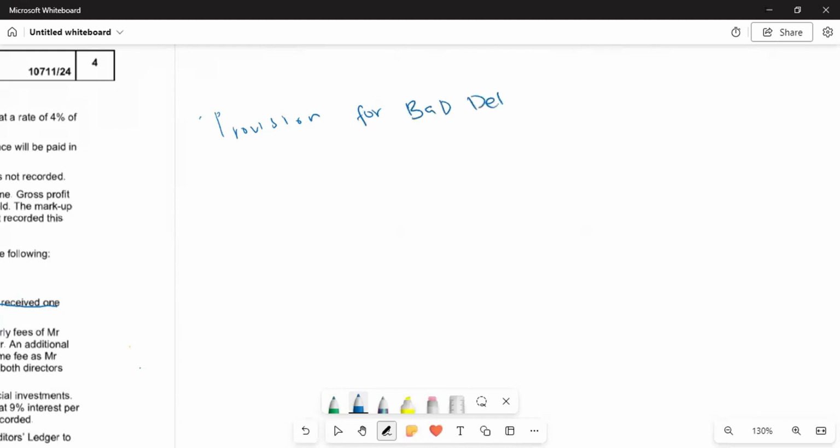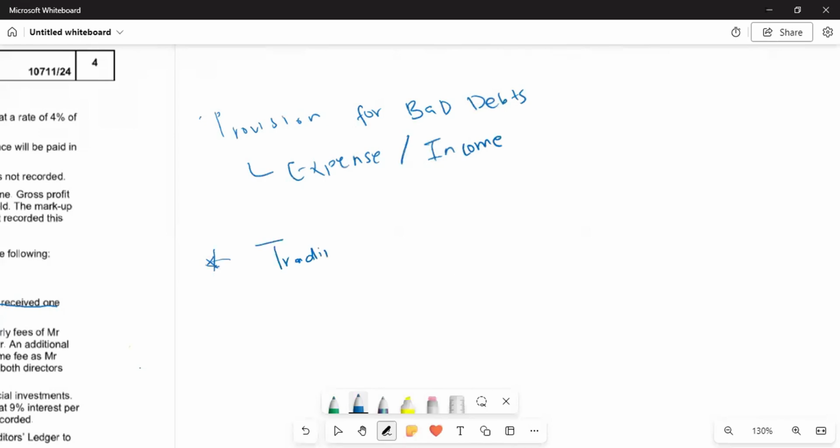For bad debts, right? Now, provision for bad debts can either be an expense or it could be an income, right? So let us try and see information relating to provision for bad debts. And next, let us try and see if there's any information relating to trading stock.